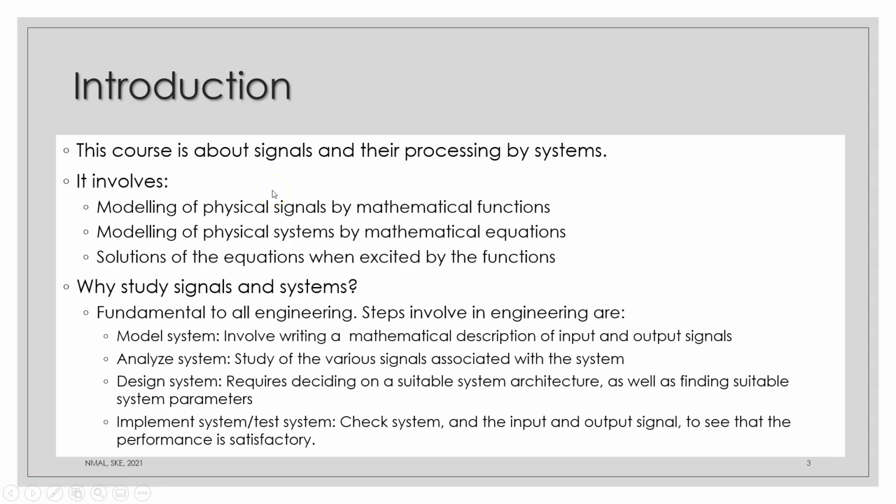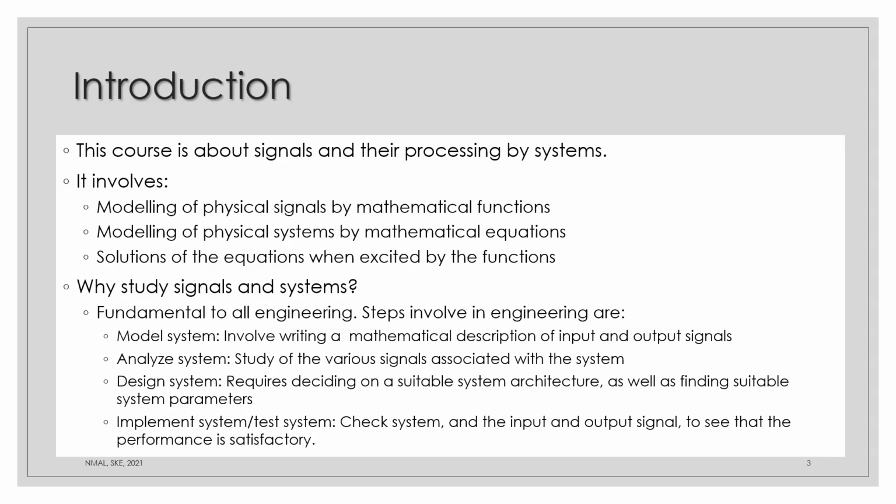Okay, the course of signals and systems is about the signals and also how to process the signals by the system. So basically, it involves modeling of physical signals by mathematical functions. Meaning that you model that signal, because you can't see the signal, right? So using this course, we can represent the signal using mathematical functions. Another one also involves modeling of physical systems by mathematical equations.